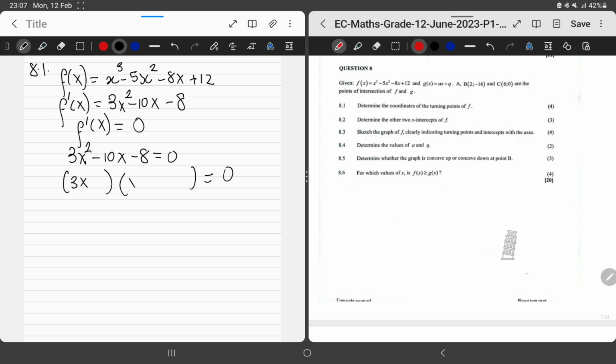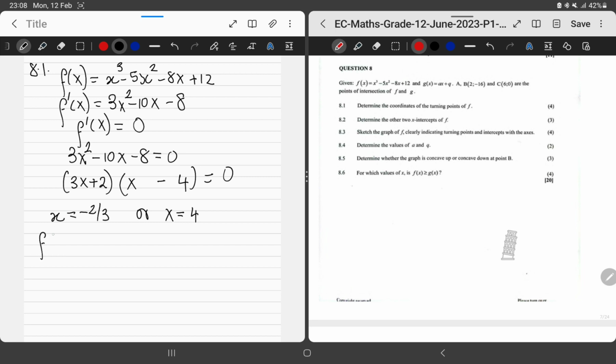This is 3x, that's an x. So I'm going to have a 4 and a 2. It's a minus, that's a positive. 3 times x, that's 3x squared. 3 times 4, that's a minus 12. Plus 2, that's a minus 10. So x should be equal to negative 2 over 3, or x should be equal to 4.